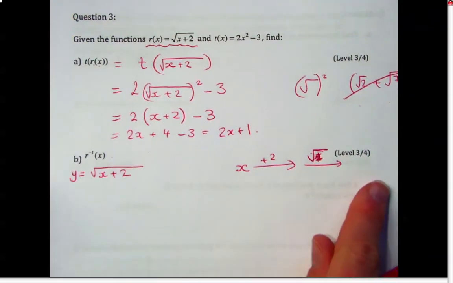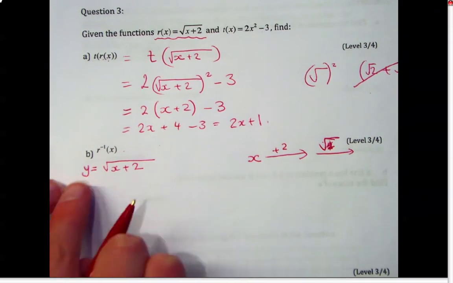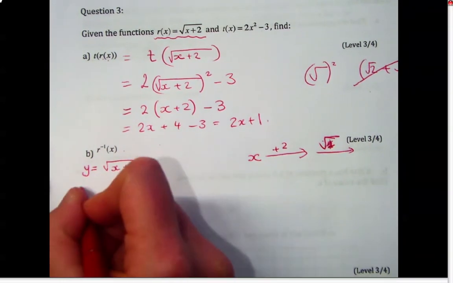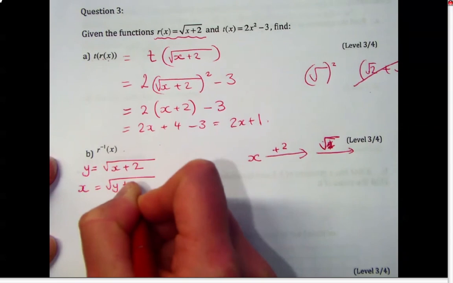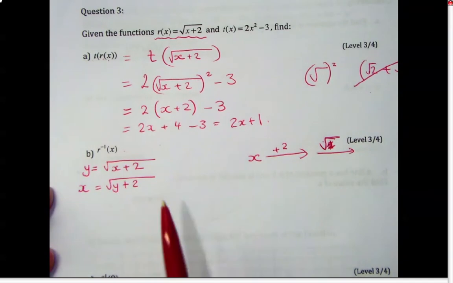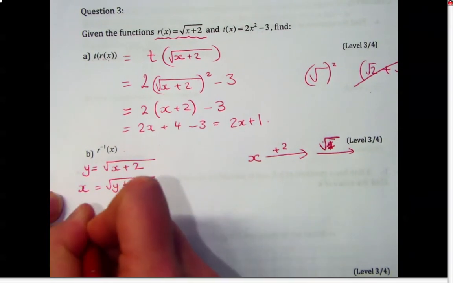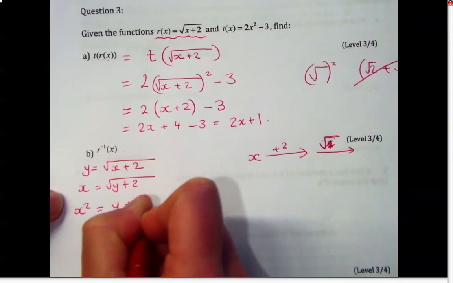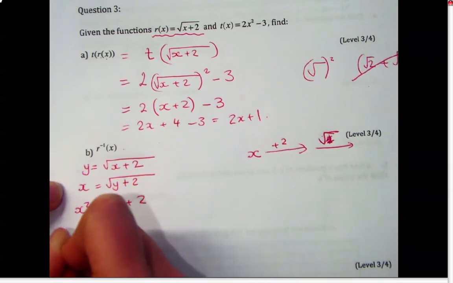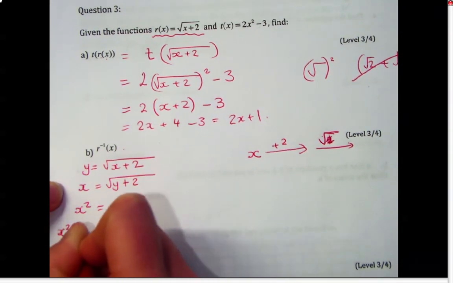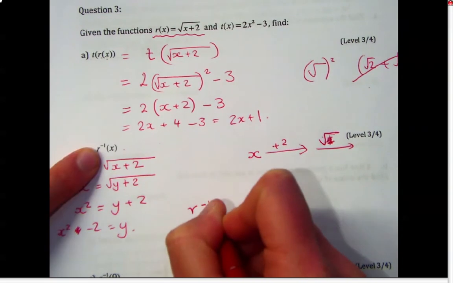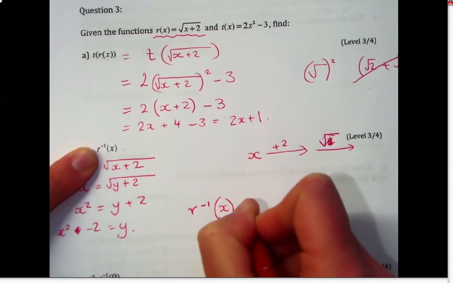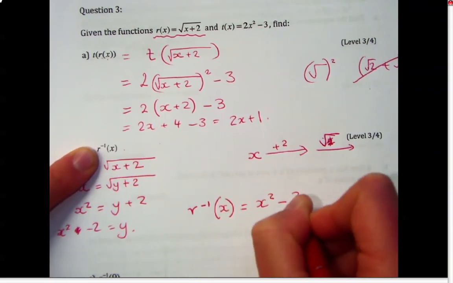Okay, so I'm going to do that process in reverse. We write it as it is originally, then we swap the x and the y axis because we don't want to get from x to y, we want to get from y to x. What do I undo first? The square root, by squaring both sides. And then I subtract 2. Minus 2 equals y. So the answer to this question is r minus 1 of x equals x squared minus 2.